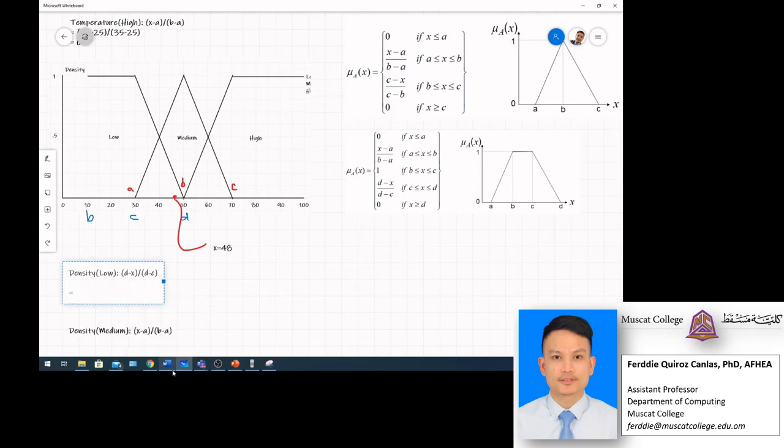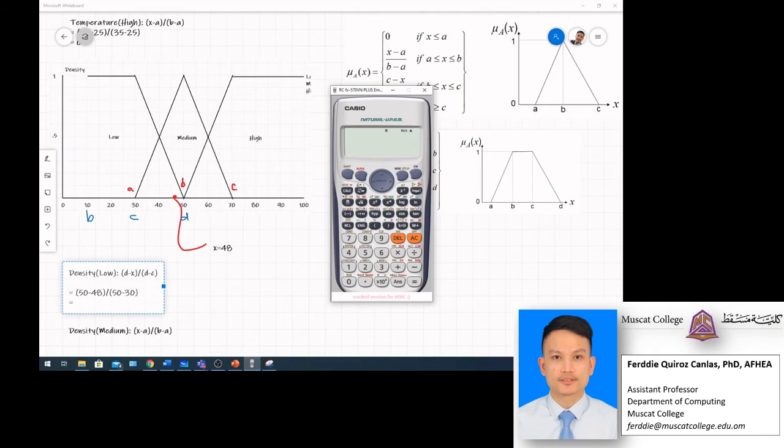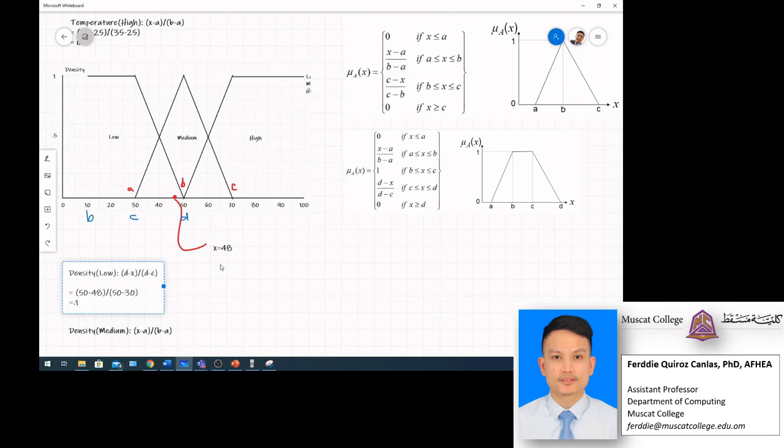You just have to write equal sign here. Close parenthesis, divide by close parenthesis. So D minus X, we have 50 minus X, which is 48, divided by D minus C, 50 minus 30. Okay, please check the values. D minus X, 50 minus 48, and then D minus C, which is 50 minus 30. Okay? Get the final value for this. We'll get it. 50 minus 48 divided by 50 minus 30. You will get 1/10, which is 0.1. So only 10%. Okay, 10% goes to low.